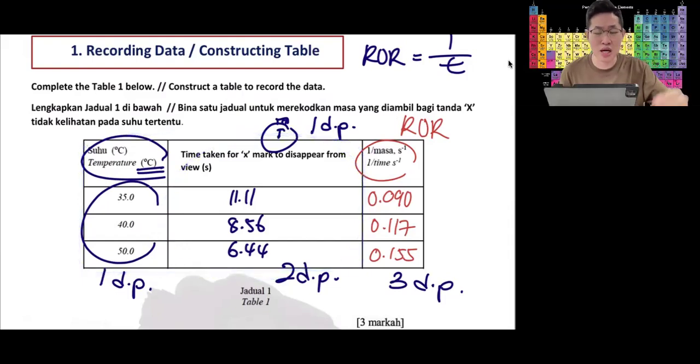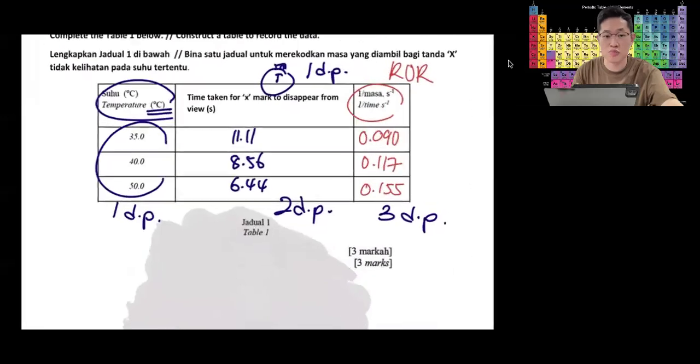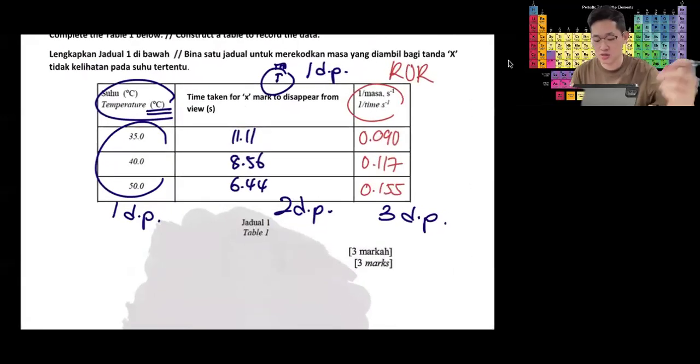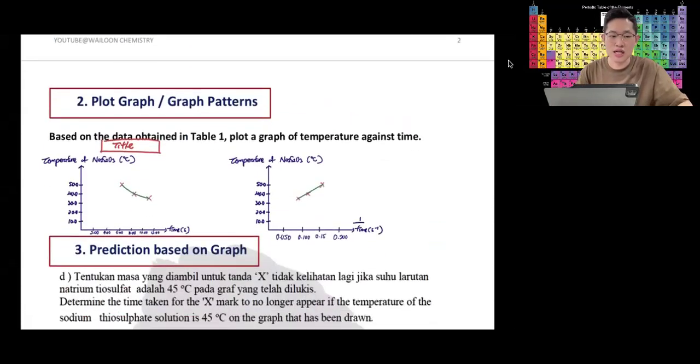Some students like to ask me, oh, do I draw the horizontal table or vertical table? Up to you, as long as you present your data nicely. Okay, so this is my sample of data. 1 decimal, 2 decimal, and 3 decimal places. All right, okay, next. Second type of question.